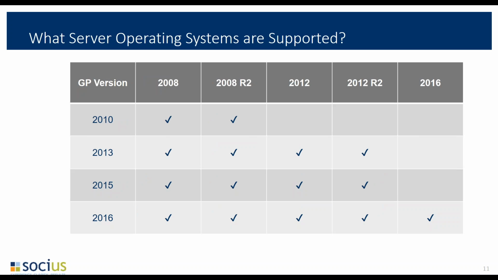Now, server operating systems, still good. GP 2016 supports 5 different OSs. So if you're going to GP 2015, notice that it won't be supported on Windows 2016. I don't think there's much more to be said about that.